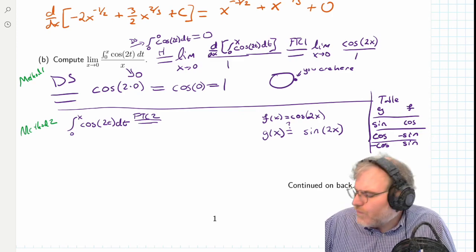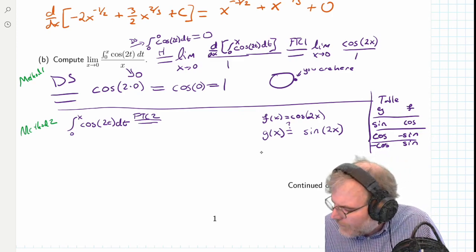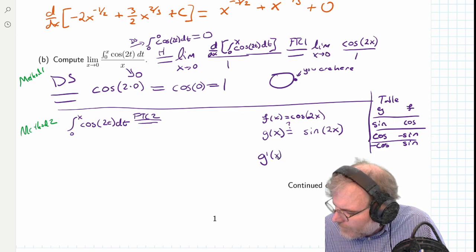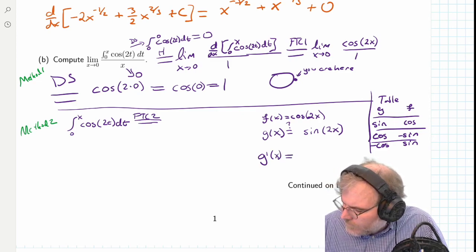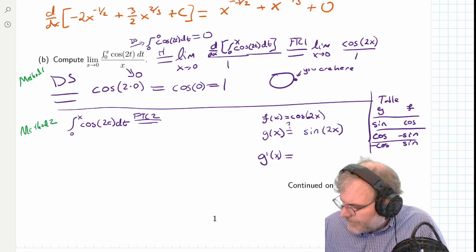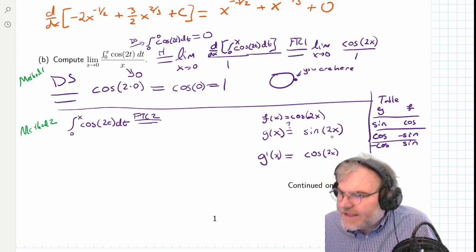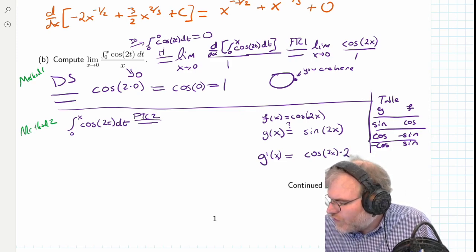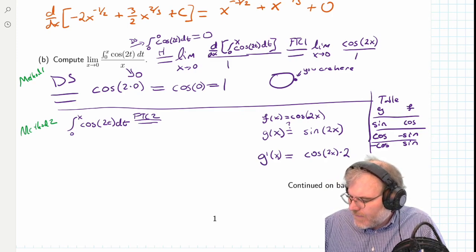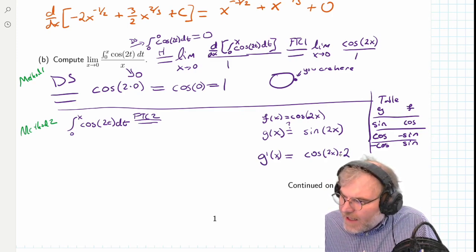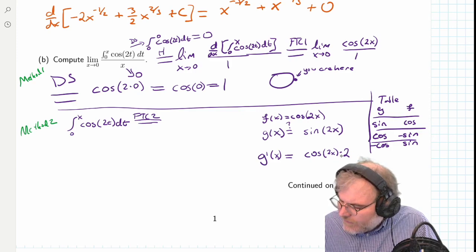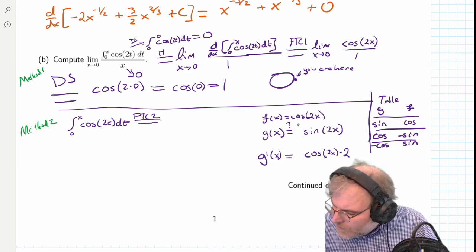Now, if I take the derivative of sine of 2x, what do I wind up with? Okay. Well, I end up with cosine of 2x, but then I have a chain rule, and I wind up with a 2 in the front at the end. So when I take the antiderivative, I'm going to need to deal with that 2. So I'm going to put a 1/2 in here. And now when I take the derivative, I get 1/2 times 2 cosine of 2x, and that equals f.